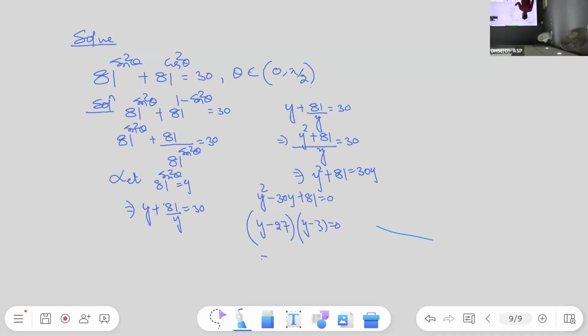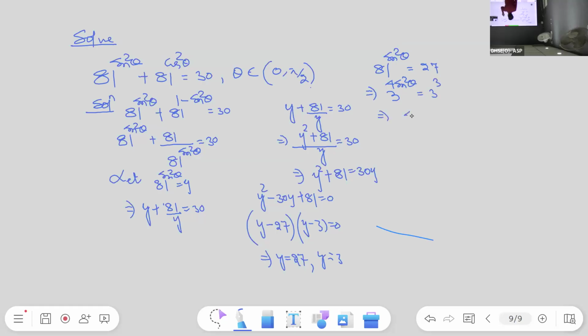which implies y is equal to 27 or y is equal to 3. Y is 81 to the power sin square theta. So 81 to the power sin square theta is equal to 27. 81 can be expressed as 3 to the power 4. So 3 to the power 4 sin square theta is equal to 3 to the power 3.